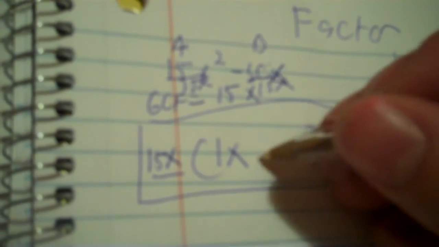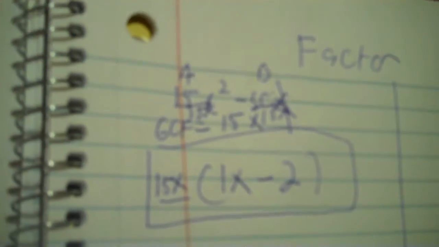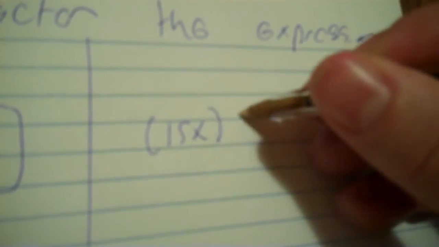That's going to be 1x minus 2. The x is canceled there. X squared divided by x is x. X over x cancels. Okay, and that's all you can factor. That's all you do when you have an AB quadratic.